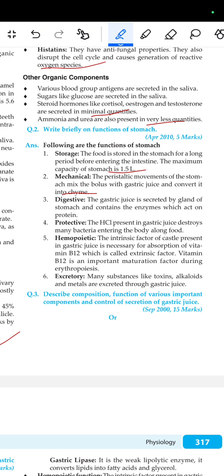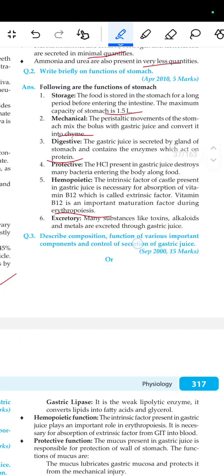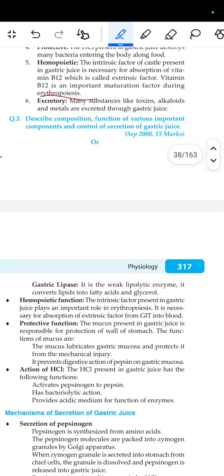Digestive: the gastric juice is secreted by the glands of the stomach and contains enzymes which act on the protein. Protective: the HCl present in the gastric juice destroys many bacteria entering the body along with the food. Hemopoietic: the intrinsic factor of Castle present in the gastric juice is necessary for the absorption of vitamin B12. Vitamin B12 is an important maturation factor during erythropoiesis. Excretory: many substances like toxins, alkaloids and metals are excreted through the gastric juice.